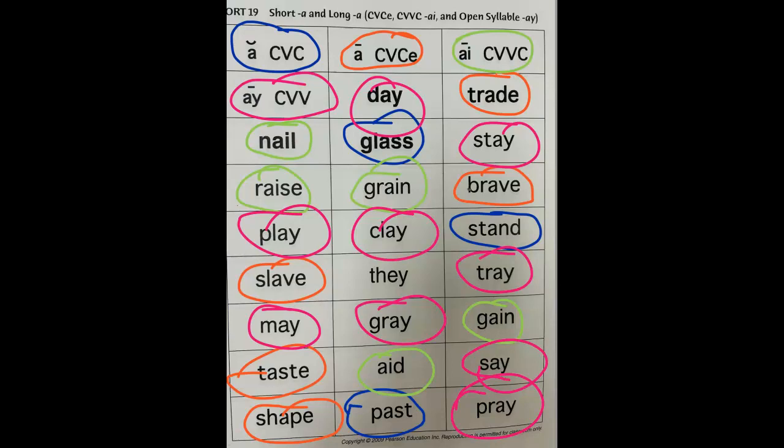If you look right in the middle, we have the word they. They makes the A sound, but it doesn't have an A. It has an EY, which is why it's the oddball.